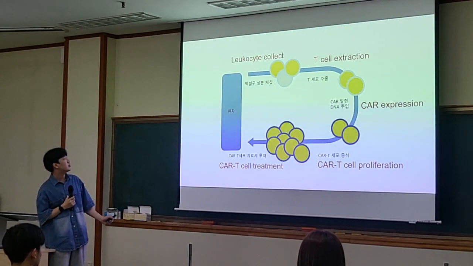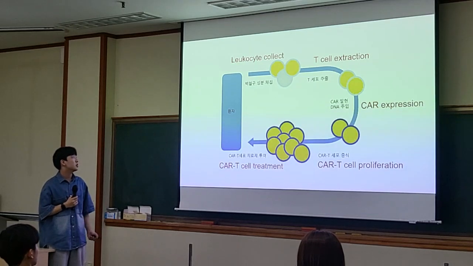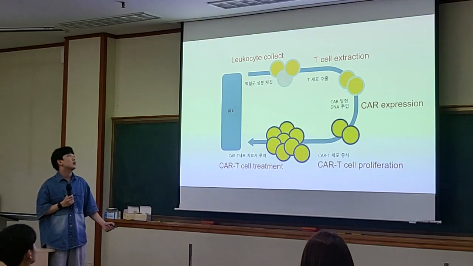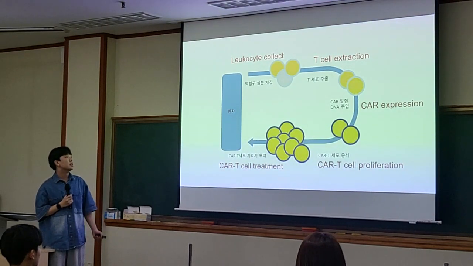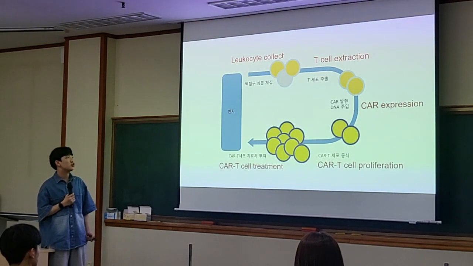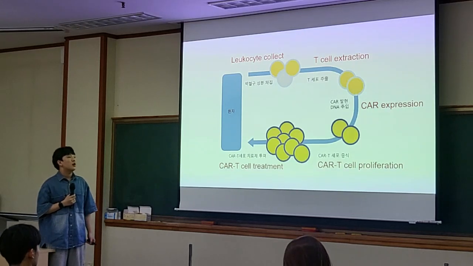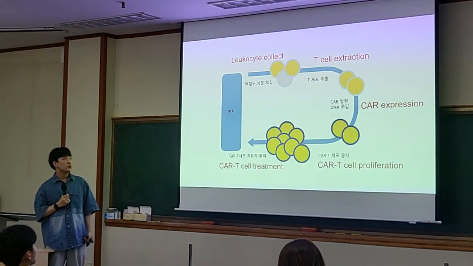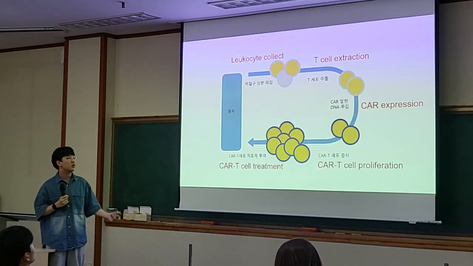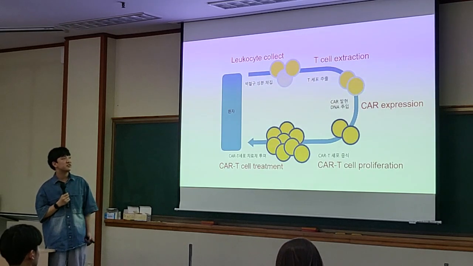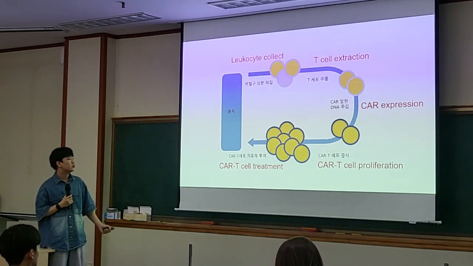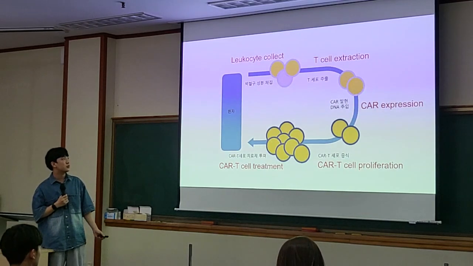First, we have to collect leukocytes from the patient's blood by using apheresis. And after, we will extract T cells from the leukocytes. And by using a viral vector, we could express the CAR gene in the T cells. Then the CAR gene will specifically react with targeted cancer cells. After proliferating the CAR T cells, we will treat patients with these CAR T cell therapeutics.